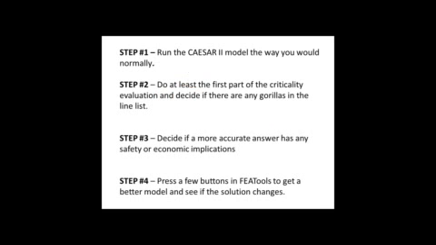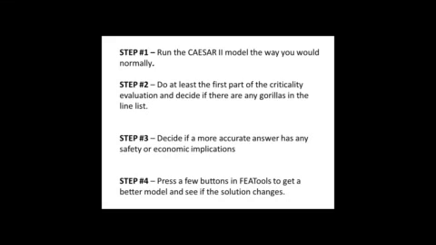But when we need the extra consideration, we need to be able to identify the gorilla in the room or the hoodlum in the room. And that's the objective of this webinar. So step 1, we would normally run the Caesar model the way you would every time. Next, what we would do is take a look at the first part of the criticality evaluation, because then we know if we've got any high stress areas, any tight areas, any gorillas in that line.